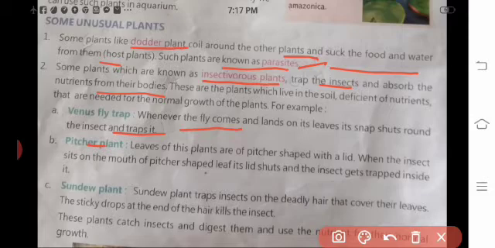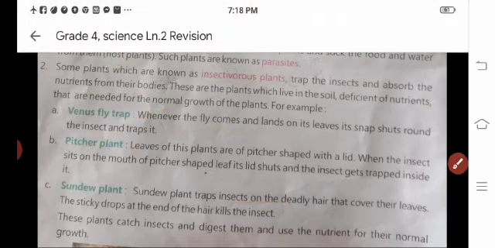Okay, next is the sundew plant. Sundew plant traps insects on the deadly hairs that cover the leaves. Its sticky drop at the end of the hair kills the insect. Some unusual plants we have seen here, isn't it? You can see dodder plant, insectivorous plant, Venus flytrap, pitcher plant and sundew plant.